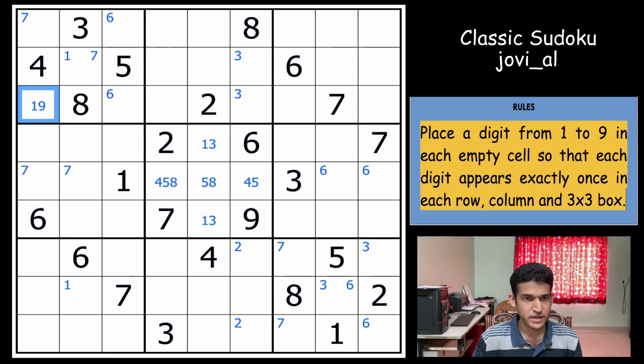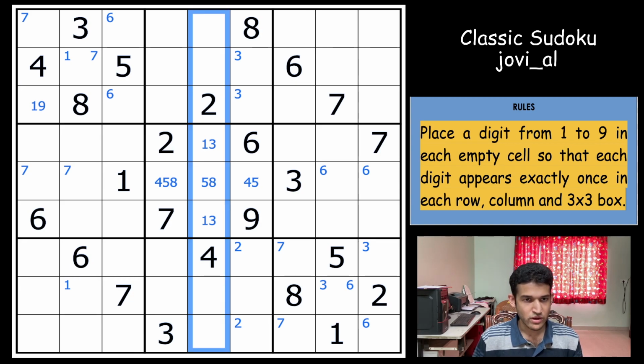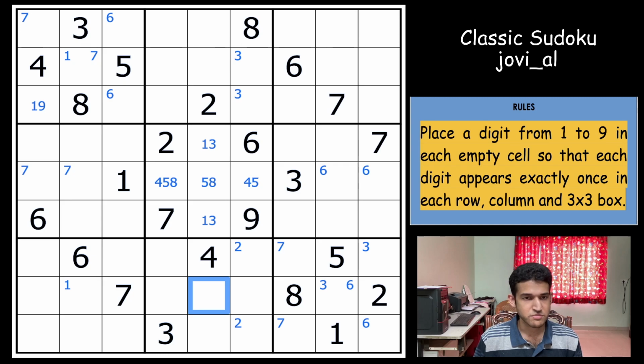Okay, let me look a bit at column 5. I have 1, 2, 3 and 4 already, either as givens or pencil marked. So the rest of the digits must be 5, 6, 7, 8, 9. So this will be a 5, 6, 9 because of the 7, 8 here. This would be 7 and 9 because 5, 6 and 8 are eliminated. And this would be 5, 6, 7, 9. 4 candidates can go here.